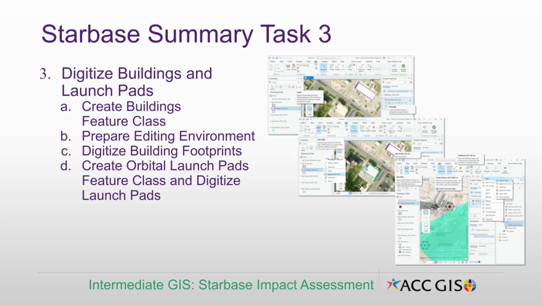And so again, in Summary Task 3, you'll digitize the buildings and launch pads. You'll begin by creating a buildings feature class and preparing the editing environment, and then you'll digitize the building footprints, and then you'll repeat this workflow to create orbital launch pad feature classes and digitize the launch pad locations.